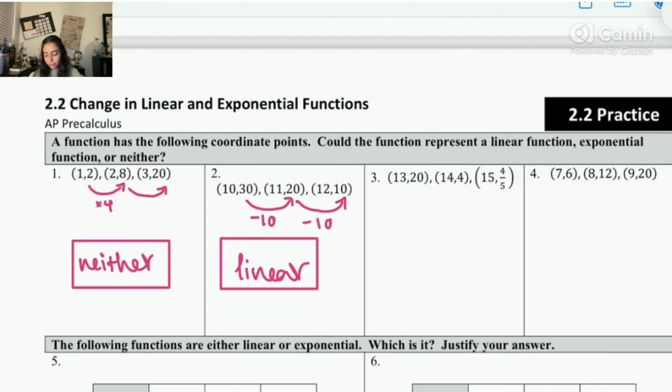Then for number 13, 14, 15, x's are proportional. Then y, we're going from 20 to 4, and then 4 to 4/5. So right off the bat, we can tell it's not linear, but we know that from 20 to 4, you're dividing by 5, or you can say you're multiplying by 1/5. And then from 4 to 4/5, you're also multiplying by 1/5. So we can see that it's exponential.